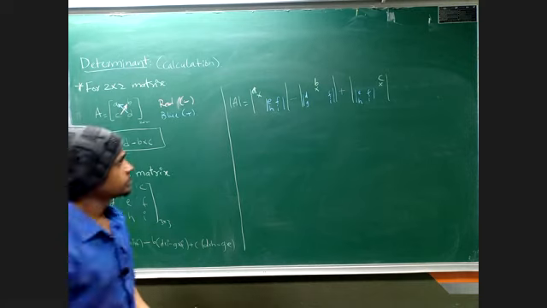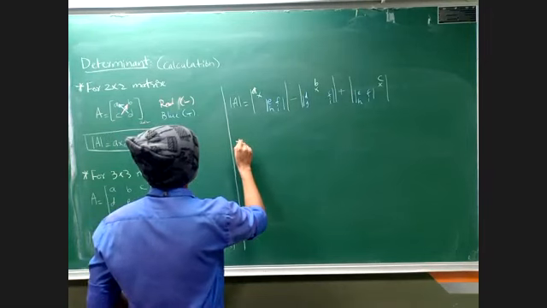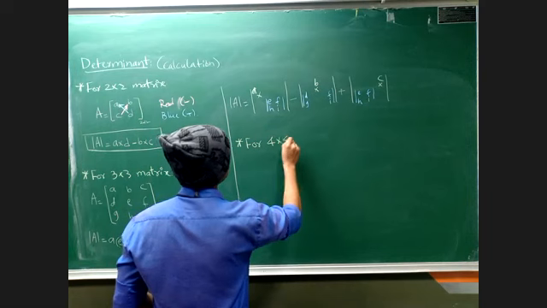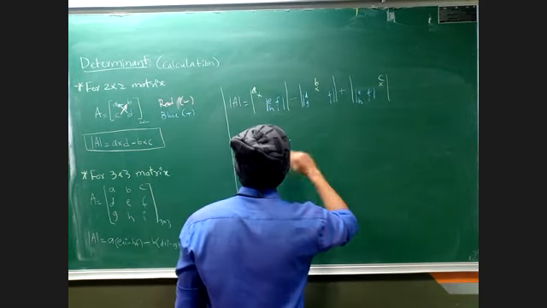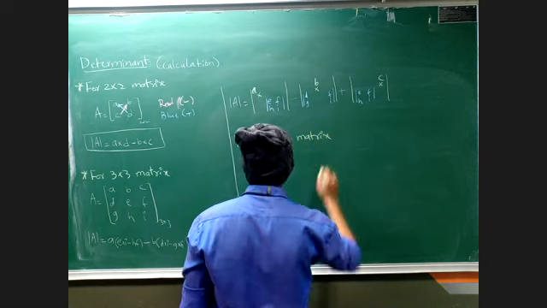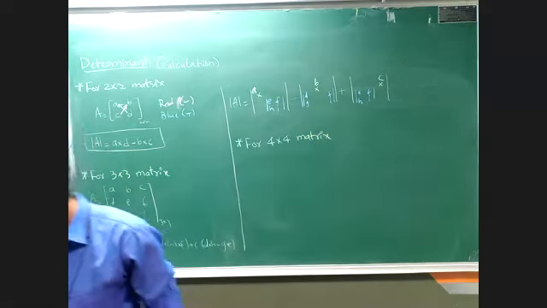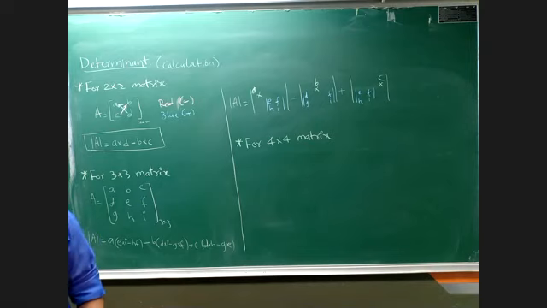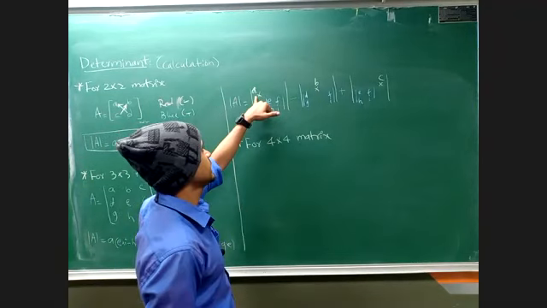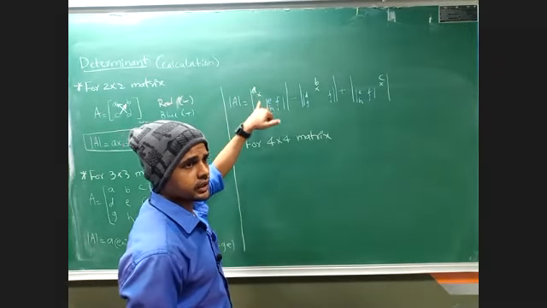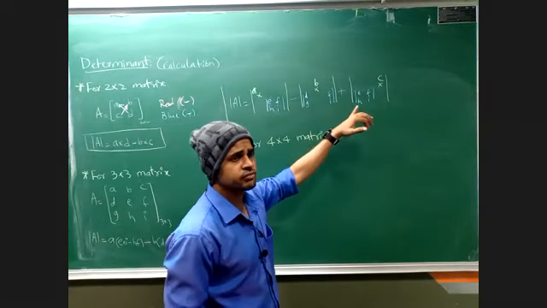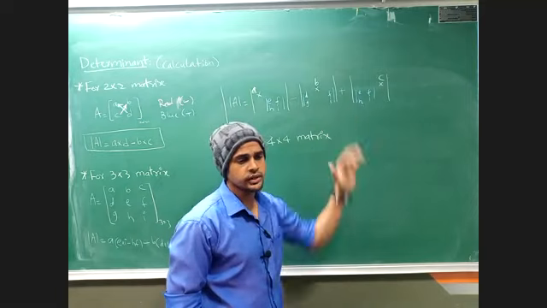In case of a 4 by 4 matrix, what do I have to do? I have to multiply A with A1 minus, B with B1 minus, and C with C1 minus, and D with D1 minus.